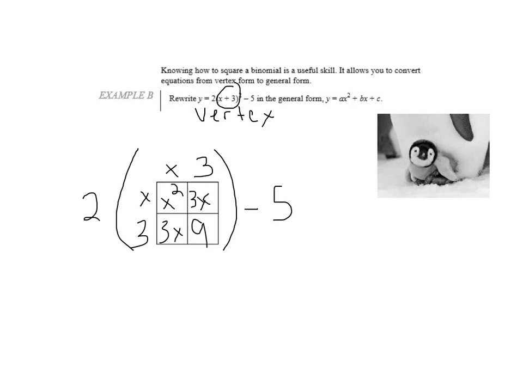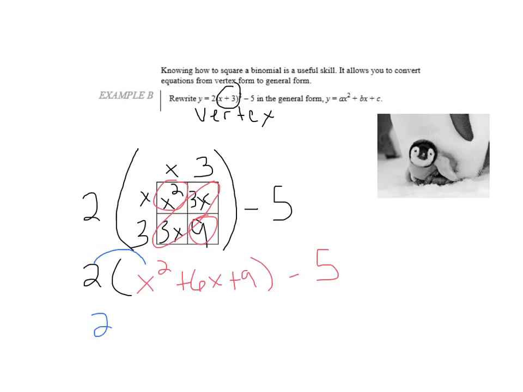If we rewrite it again, we have 2 times, take our x squared term because there's no other x squareds, and then we combine on this diagonal. 3x plus 3x is a positive 6x. And then we have our 9, so plus 9. And all of that minus 5. And we have 2 in parentheses. We're going to multiply the 2 times this quantity.